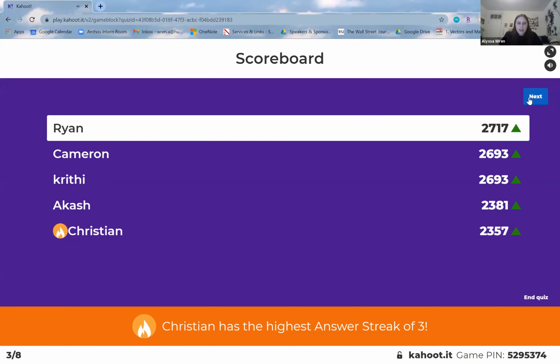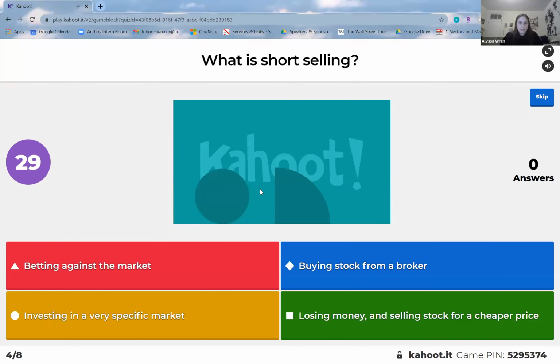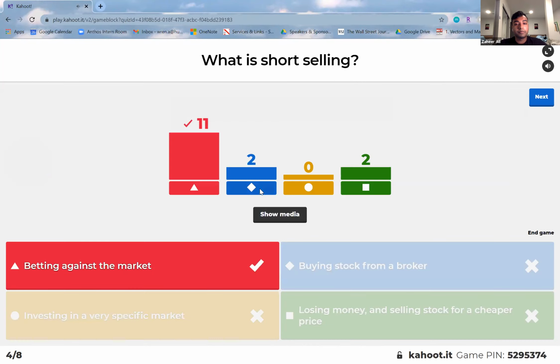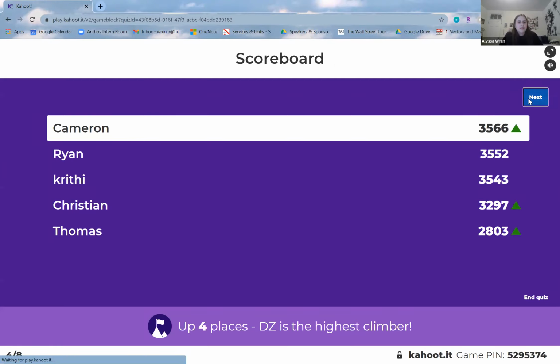Ryan took the lead. So what is short selling? We covered this pretty thoroughly. In this case, you're not buying, you're borrowing the stock, so that's why that one's not right. And you're not trying to lose money, ideally, so it's not that one either. Now Cameron's in the lead. We're all over the place. Usually it's one consistent person, but everyone's doing well.